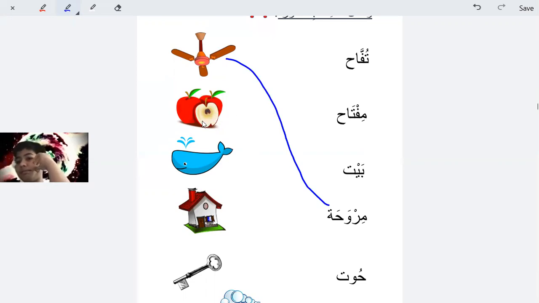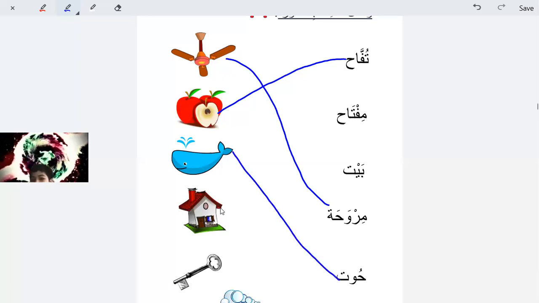Apple. So Arabic word? Tufah. Yes, tufah. Good. Next. It's hoot. Hoot. Good. Next. Bait. Good. Next. Miftah. Good.